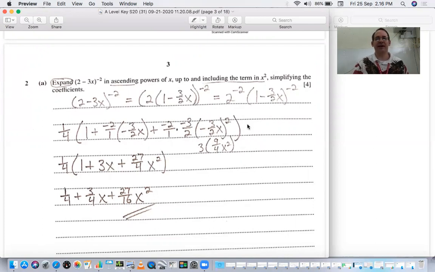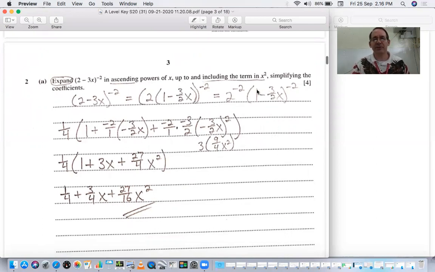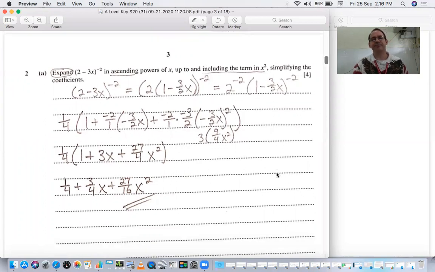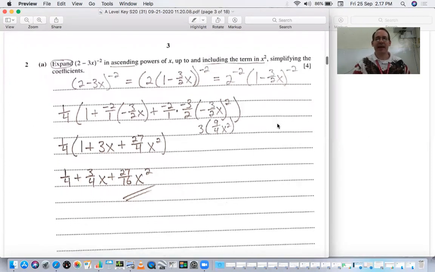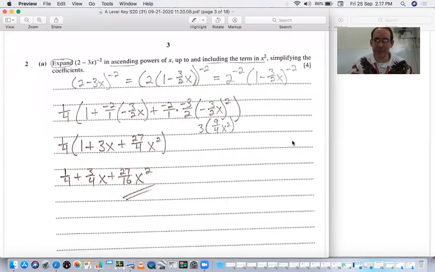So you have 3/2 x. You distribute your exponent to the multiplication part. Then our 2 to the negative 2 becomes 1/4. So what we're expanding is this (1 minus 3/2 x) to the negative 2. And basically you're following the formula that is in your formula sheet.